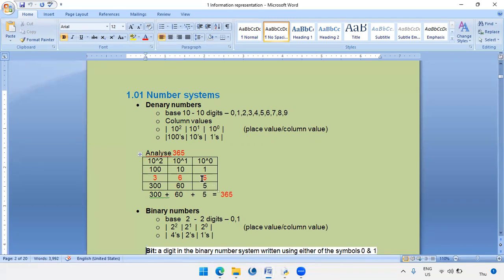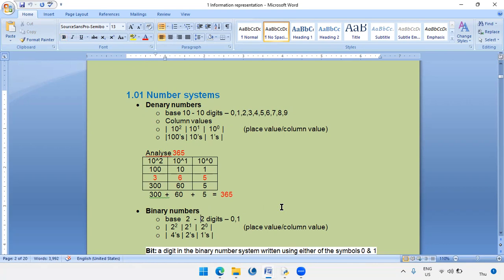So what is the value of this 5? Now 5 is greater than 3, generally speaking, 5 is larger than 3. But 5 here in this column, the value of 5 is 5. 5 is 5 because the column value is 1. But here, the 3, which is lower than 5, but when 3 is in this column, it has a value of 300. So it's a place value that is very important when you analyze a number or the column value.